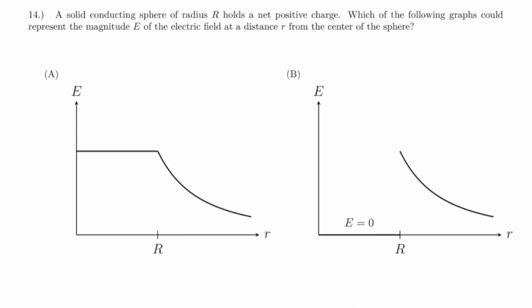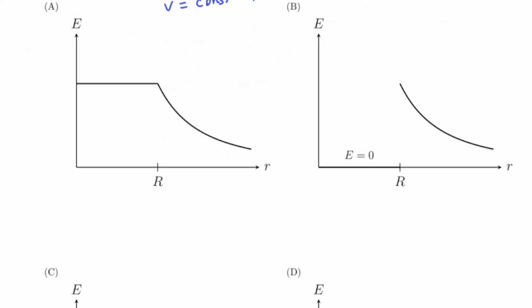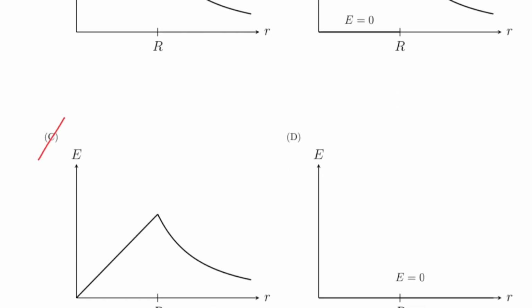A solid conducting sphere of radius r, well, it's conducting. So we should kind of stop there because we see it's a conducting sphere. So if it's a conducting sphere, we can say E equals 0 inside and V equals constant inside. So we can instantly eliminate any answers that don't have the E field 0 because we're graphing the E field as a function of r from the center. So inside the sphere is this entire radius worth. So anything that doesn't show the E field being 0 inside the conductor is out.